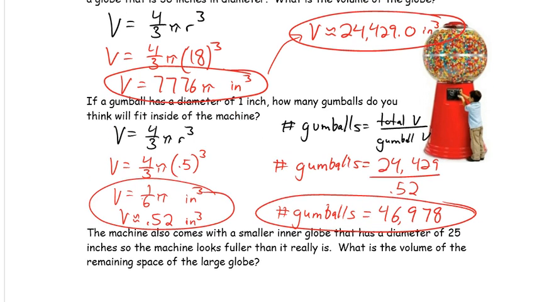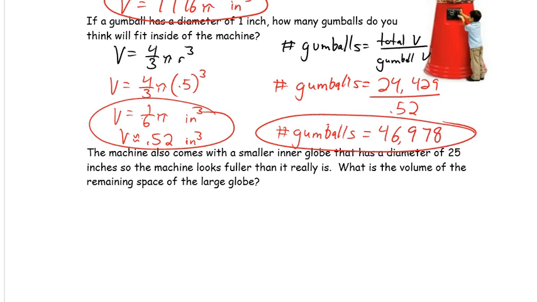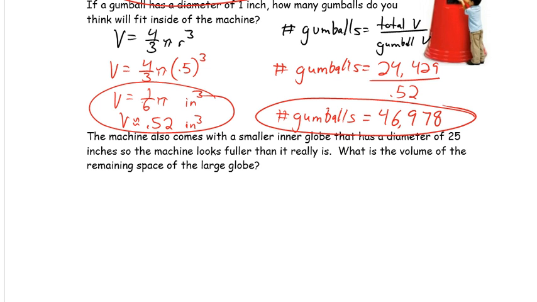Now, one little step extra. The machine also comes with a smaller inner globe. I don't know if you guys know this. That has a diameter of 25 inches, so the machine looks fuller than it really is. So they kind of trick you so that it's not really as full. What is the volume of the remaining space of the large globe?